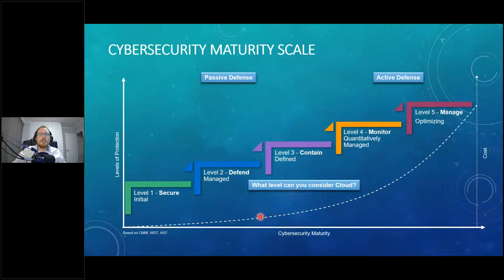So now my question is, if you suddenly go to an organization and say you want to add a cloud, one question we could ask is what level do you need to be before you can consider cloud? Because you're going to increase your attack surface, and you're probably going to need additional security for the cloud. So this also needs to be considered. And another interesting line we can see here is this exponential line: as we move up the levels, security is going to cost more.